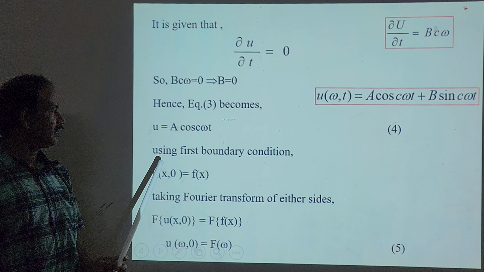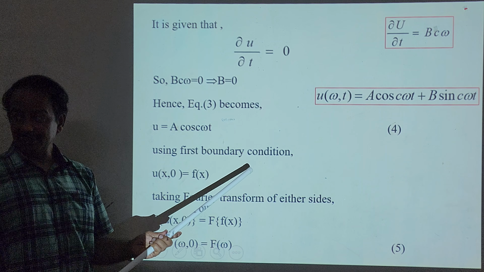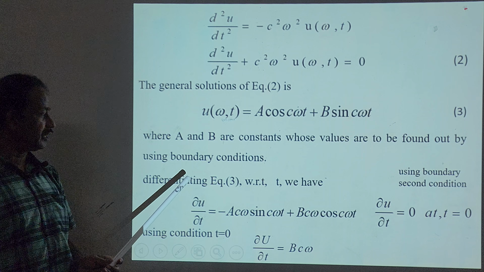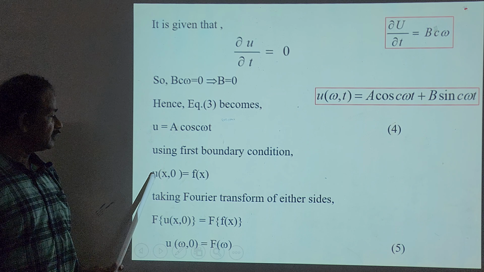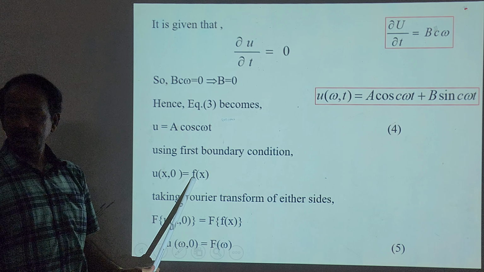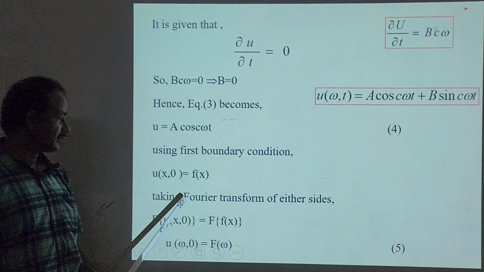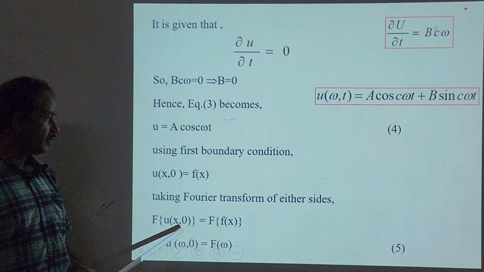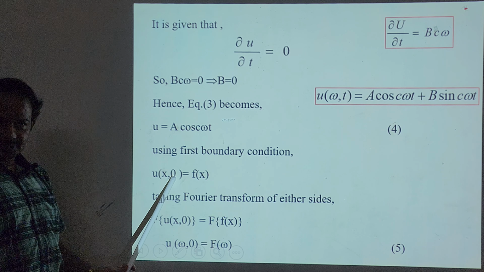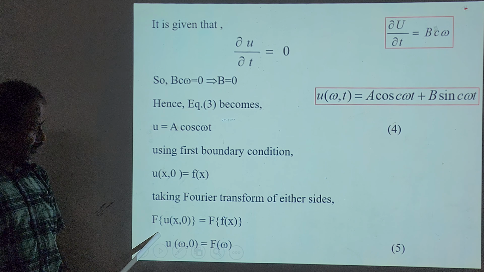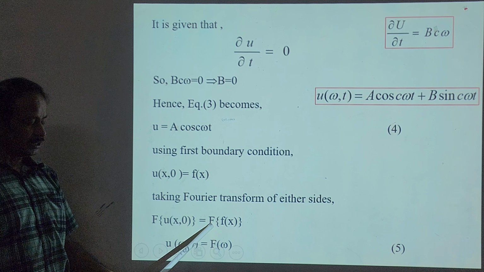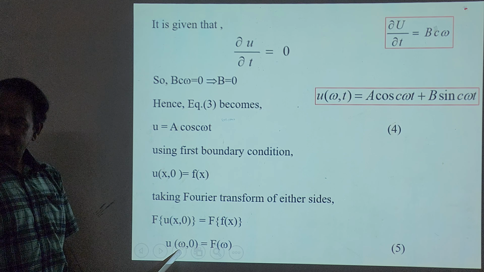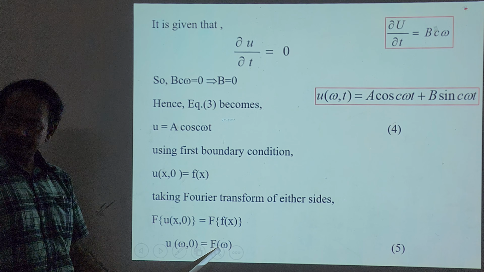Up to this. Now using the first boundary condition. We have used the second boundary condition earlier. Now we will use the first boundary condition, which goes u of x comma 0 equal to f of x. Taking the Fourier transform on either side, that will give you the Fourier transform of u of x comma 0, which is equal to the Fourier transform of f of x. So the Fourier transform of this one will be your u of omega comma 0, and the Fourier transform of this one will be your f of omega.